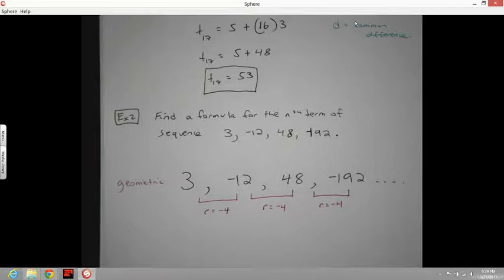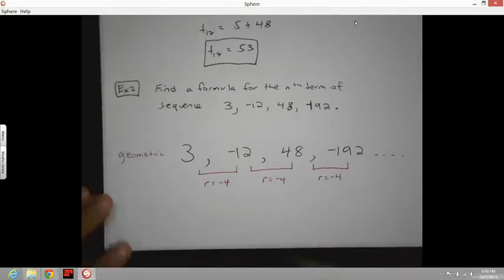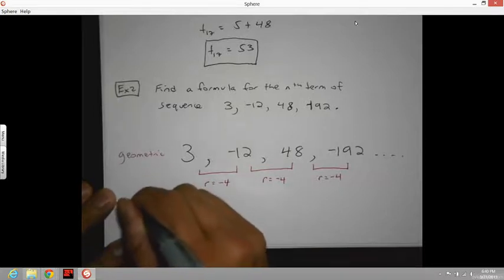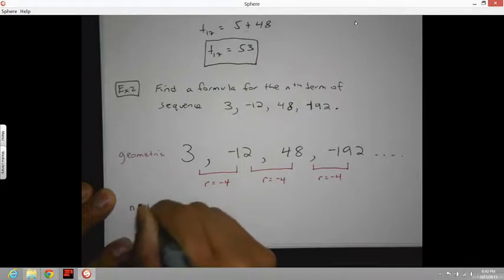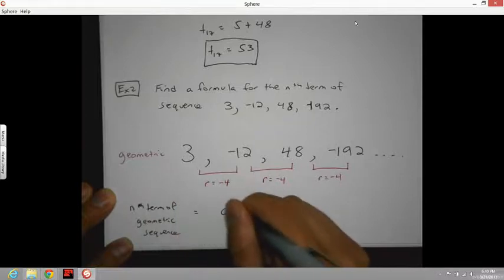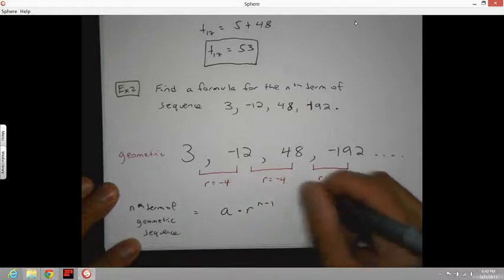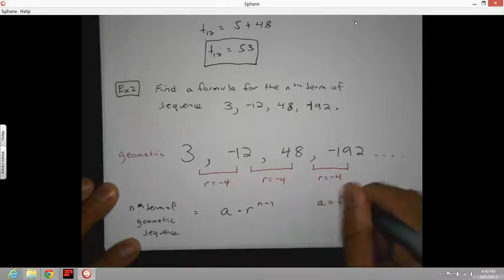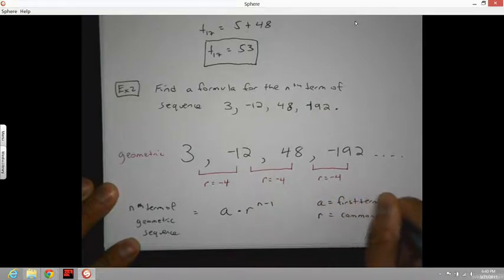If you remember the formula for the nth term of a geometric sequence, it is going to be the following. It's A times R to the n minus 1. And for those of you guys who forgot what each of these meant, A is your first term. R is your common ratio. And n is the number of terms I'm interested in.